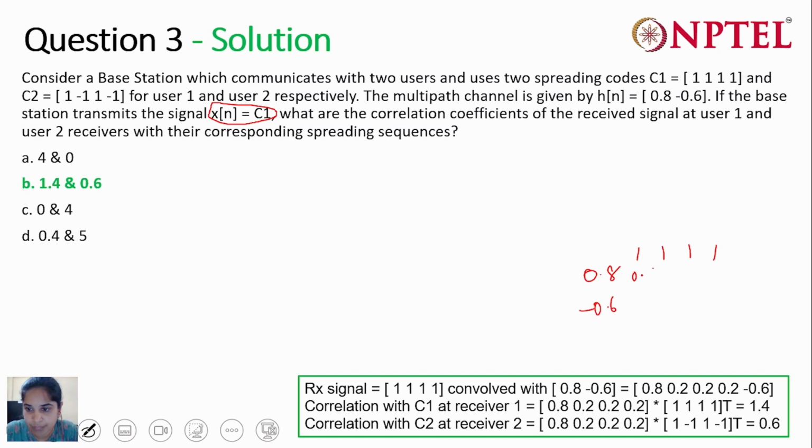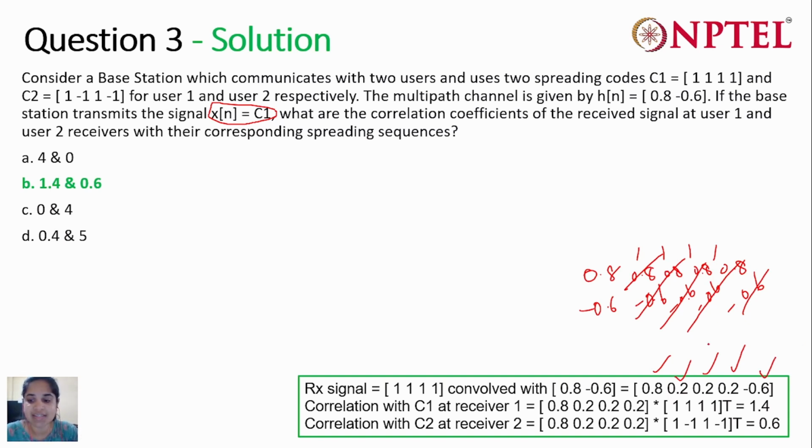So it will be 0.8, 0.8, 0.8, 0.8, minus 0.6, minus 0.6, minus 0.6, minus 0.6. Since we're doing convolution, you just have to line them up like this. So it will be 0.8, then 0.2, 0.2, 0.2, and minus 0.6. So the received signal we have is 0.8, 0.2, 0.2, 0.2 and minus 0.6.